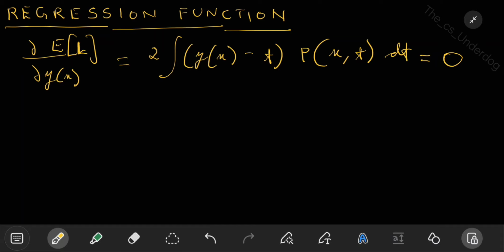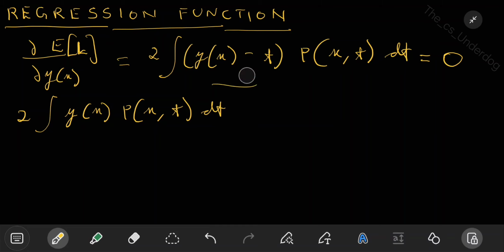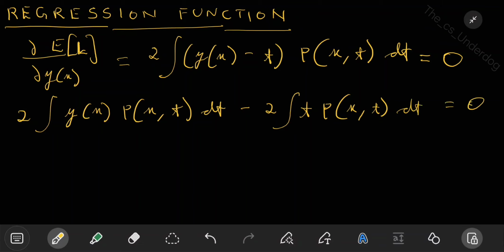If we equate it to 0, I am going to open this up, that is, this term I am going to join with this. So what will happen? I am going to separate out y of x and t. So 2 times integral of y of x into p of x t dt, minus 2 times integral of t into p of x t dt. This should be equal to 0.